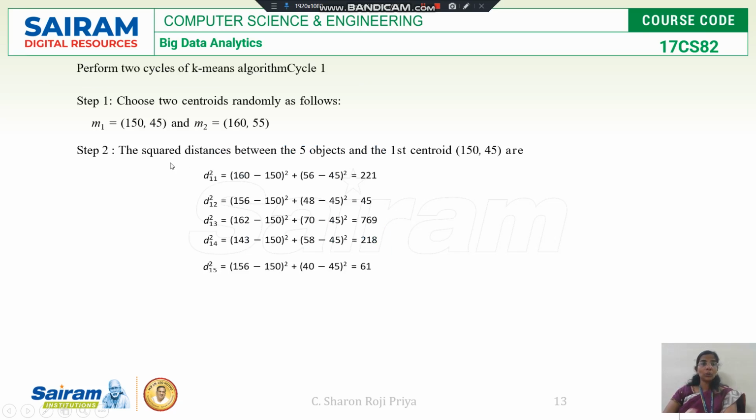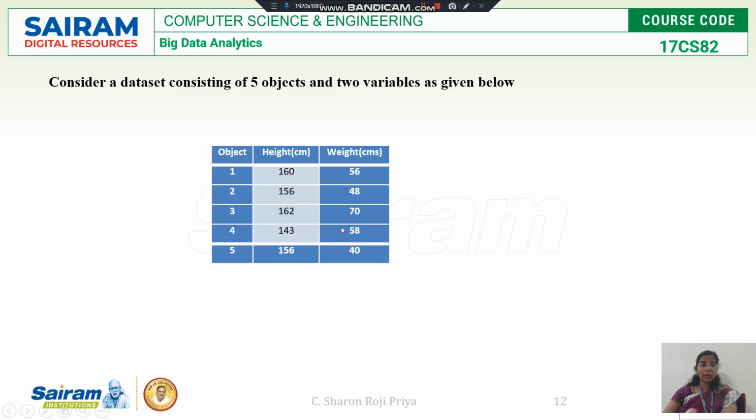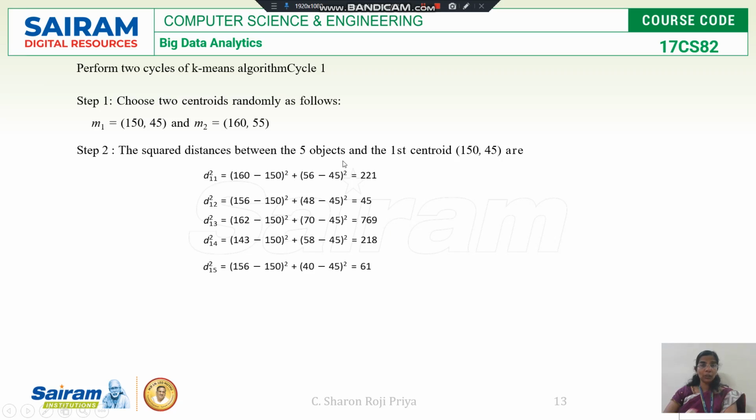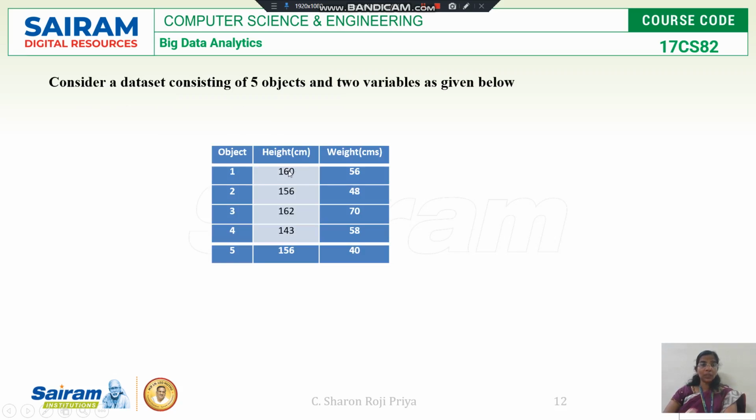Now what I have to do is calculate the squared distance between the data points and the centroids. You have 5 objects, so I have to calculate the squared distance between the 5 objects and the centroids. I have 2 centroids. First I will calculate the squared distance between the 5 objects and the first centroid, that is 150 comma 45. In the next step I will calculate the distance between the 5 objects and the second centroid, that is 160 comma 55. You can check your data set. It is 160 comma 56.